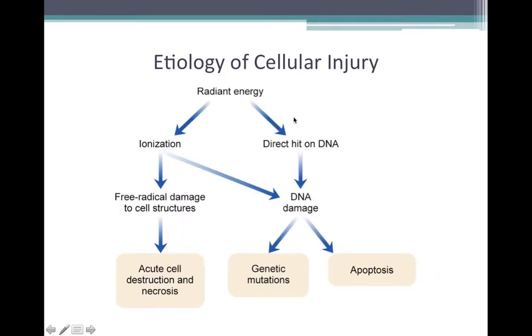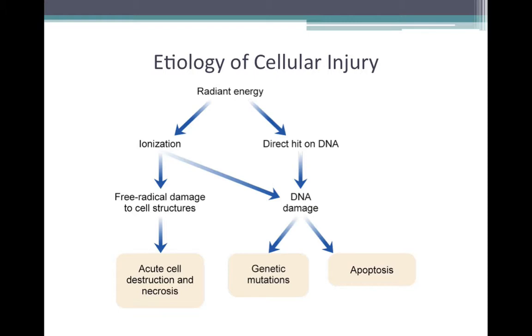Now what happens with exposure to radiation injury is that some forms of radiation are ionizing. If they're ionizing, that means it causes ions to form. It can cause molecules to break apart and ionize. What this allows for then is free radicals to be produced. And free radicals are basically molecules that have an unpaired electron.